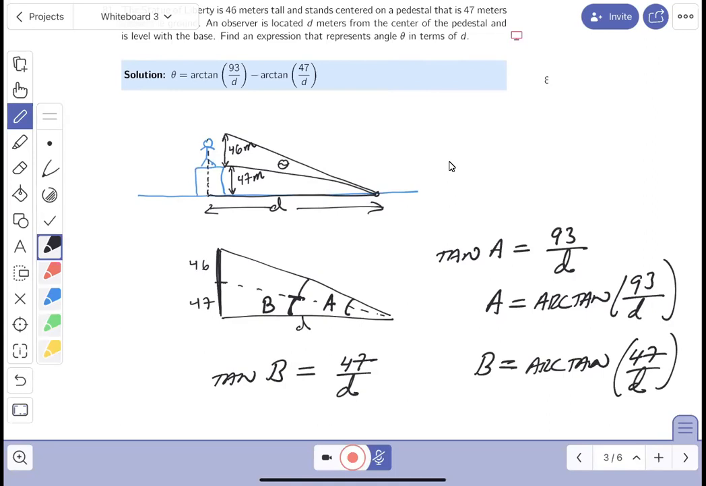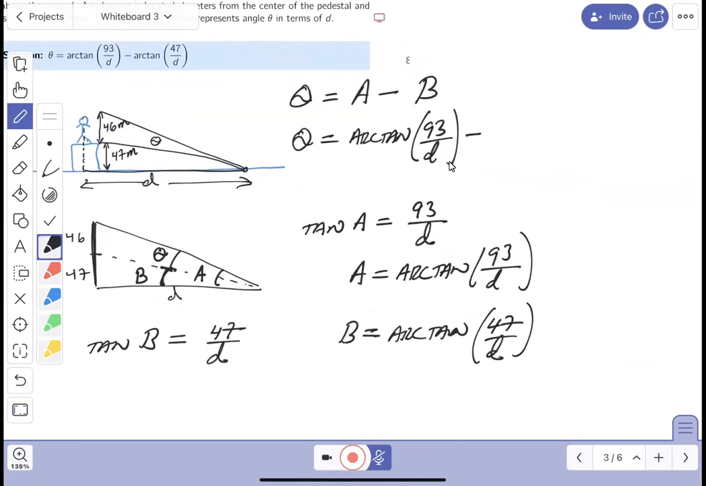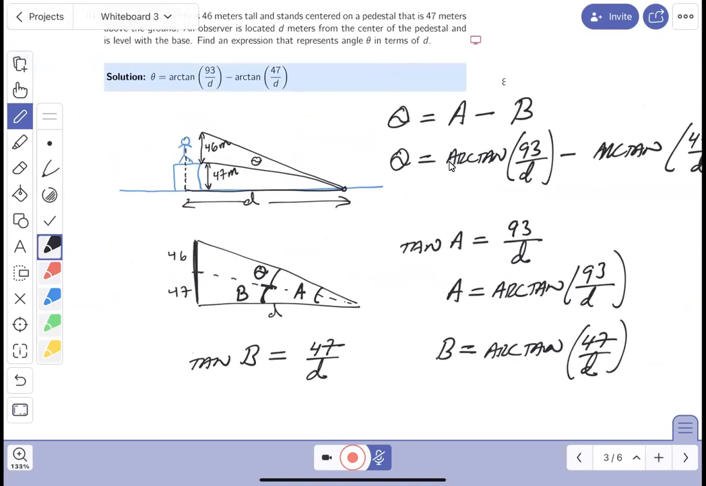What's this angle? Well, theta is going to be equal to A minus B. Let's write that down. What's A? Arctan of 93 divided by d, minus the B, which is arctan of 47 over d. And this problem really deserved a picture, by the way. That's clearly written over here.